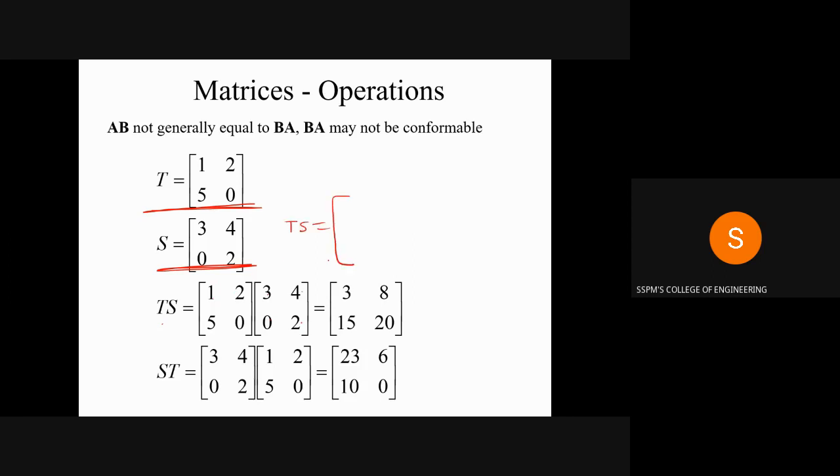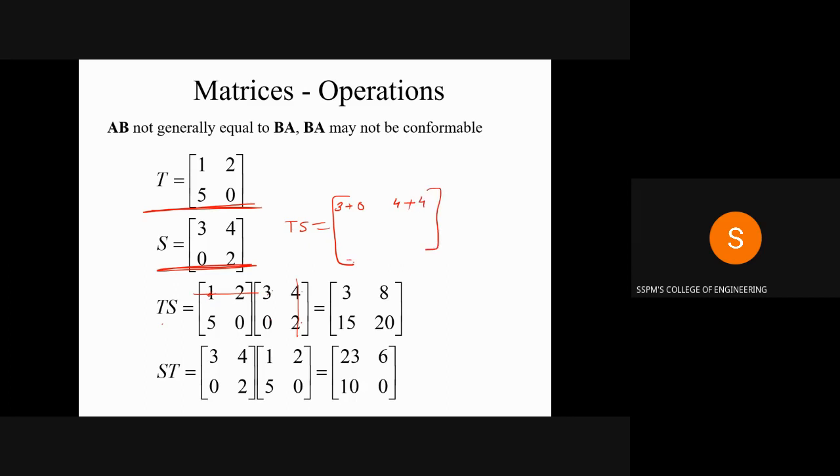TS will be what? First, 1 into 3 for the first row, first column. For the first element, we write first row, first column: that is 1 into 3, 2 into 0, that is 3 plus 0. Second, first row, second column: that is 1 into 4, that is 4, plus 2 into 2, also 4.